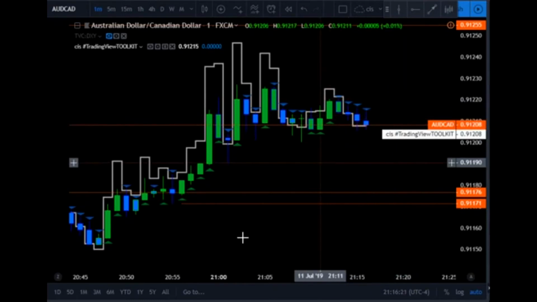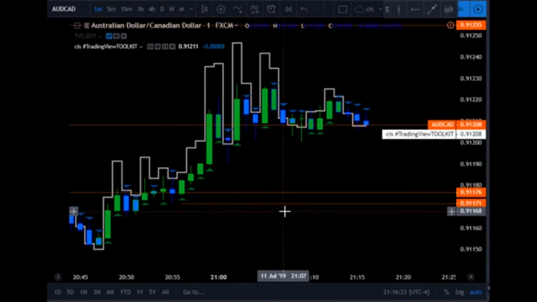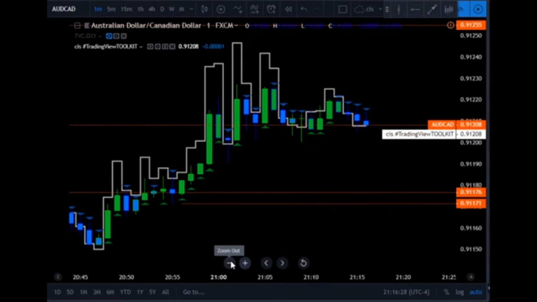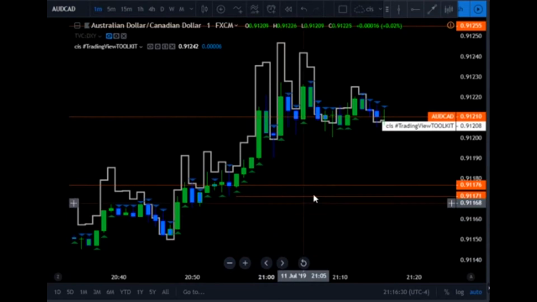Right now we are up again 20 pips on the trade. So we're up 20 pips on the trade. Zoom this out just a little bit, not too much.